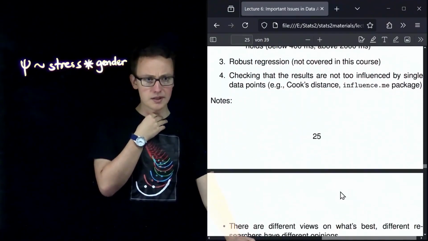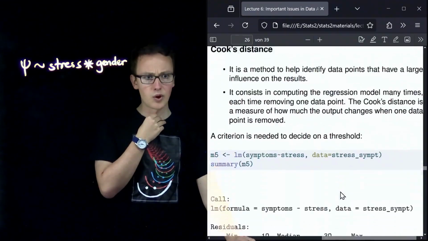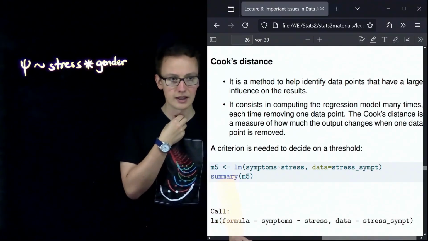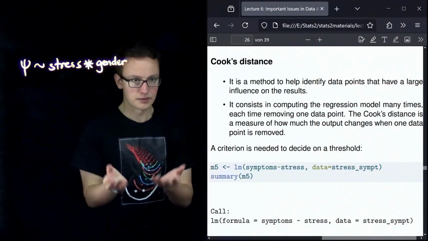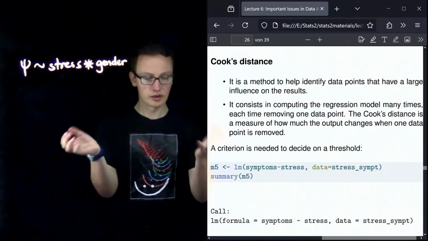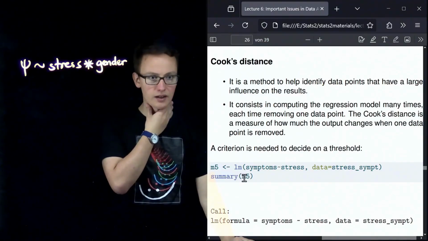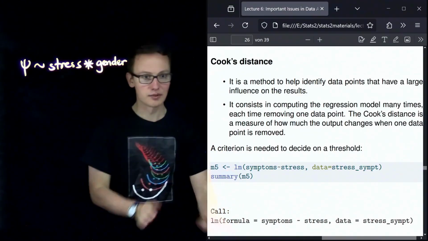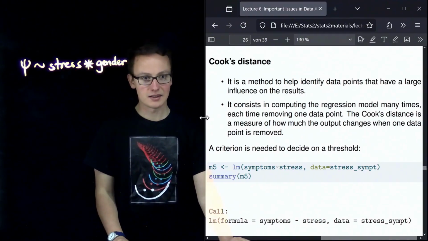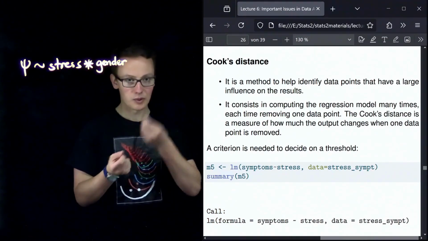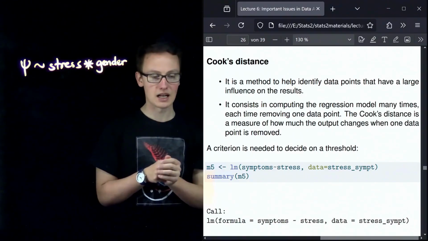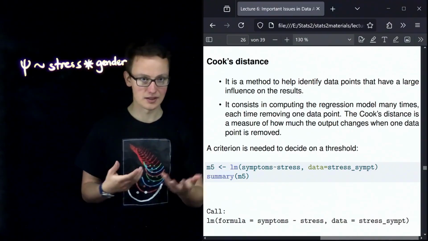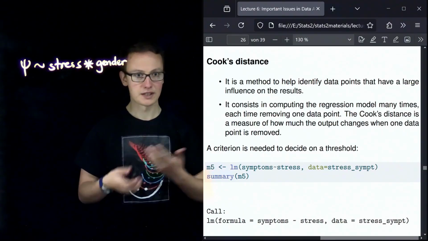So first, Cook's distance by itself works as follows. Cook's distance is a numerical metric which tells you, given your data and given the linear model you want to fit, or that you've already fitted in R in this case, can you identify data points that have a large influence on the results? It will give us a certain number for each data point, which tells us how big the influence of this data point is on the results. If the influence of this one data point is very big, it means that it's probably an outlier which has a substantial effect on the results.